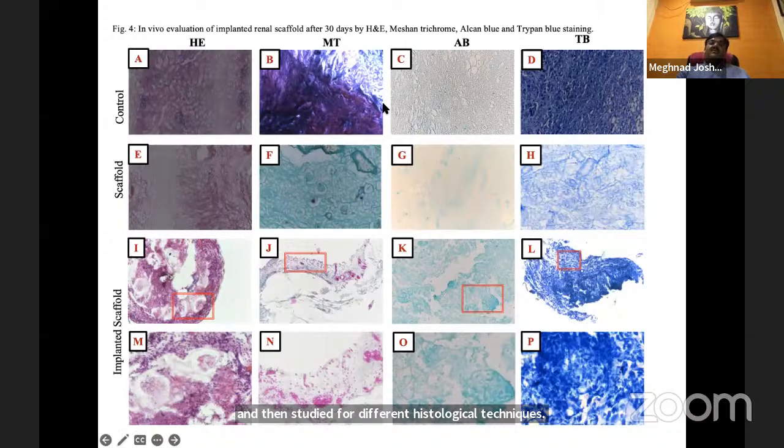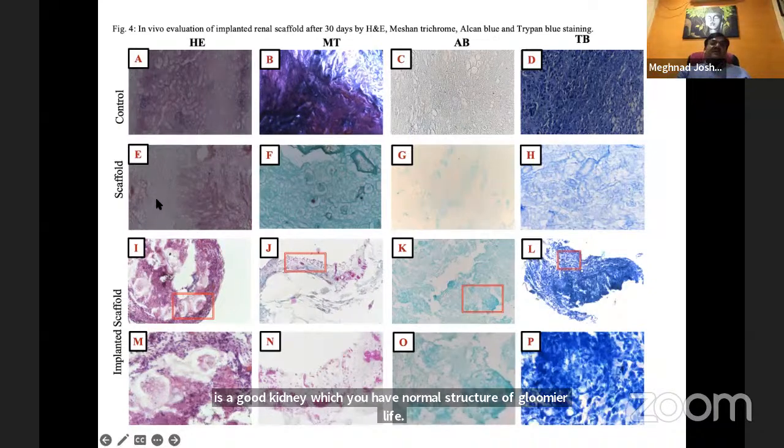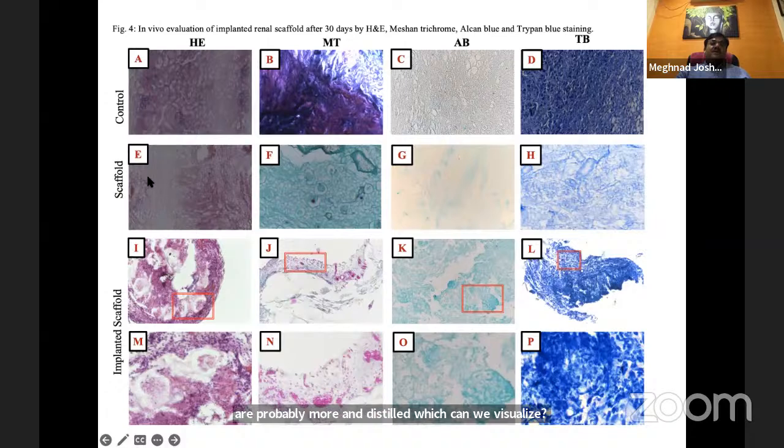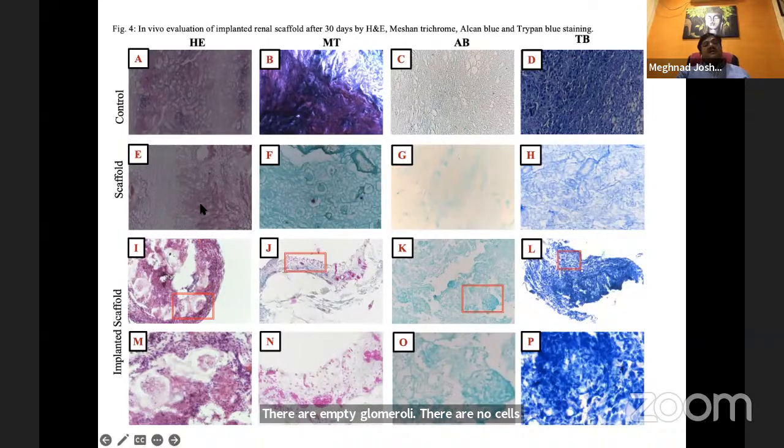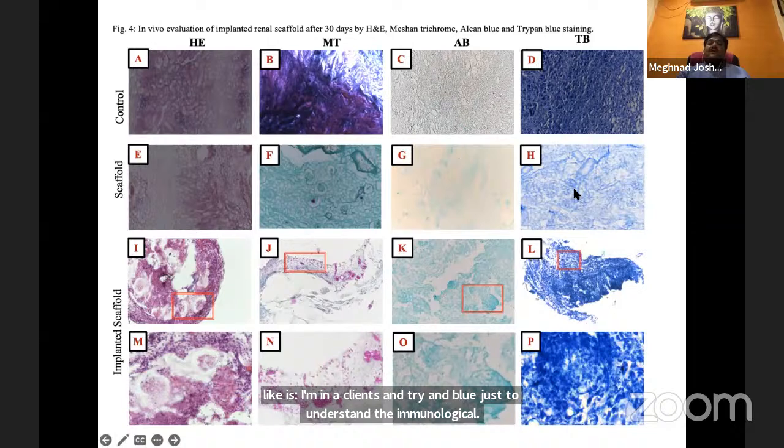So this is the control. This is a goat kidney, which has a normal structure of glomeruli. There are proximal and distal tubules which can be visualized. During the decellularization process, if you could see, there are no cells, there are empty glomeruli, there are no cells in proximal or distal tubules, but the entire structural integrity of the kidney has been preserved, which can be analyzed by Masson's trichrome. Then Alcian blue, you could actually see glycosaminoglycans, and trypan blue just to understand the immunological response or whether you have an extracellular matrix.